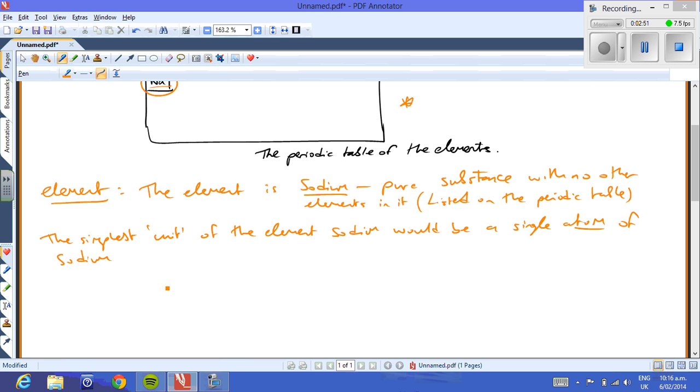So if we take a crystal of sodium, solid, so this little cube represents a crystal of sodium, and it's a solid, so that's what the S stands for, solid. If we could zoom in with a very powerful microscope, we would find that this crystal of sodium is made up of little units which we call sodium atoms. So they look like little spheres or circles, so we call them sodium atoms. So an atom is the simplest unit of an element.